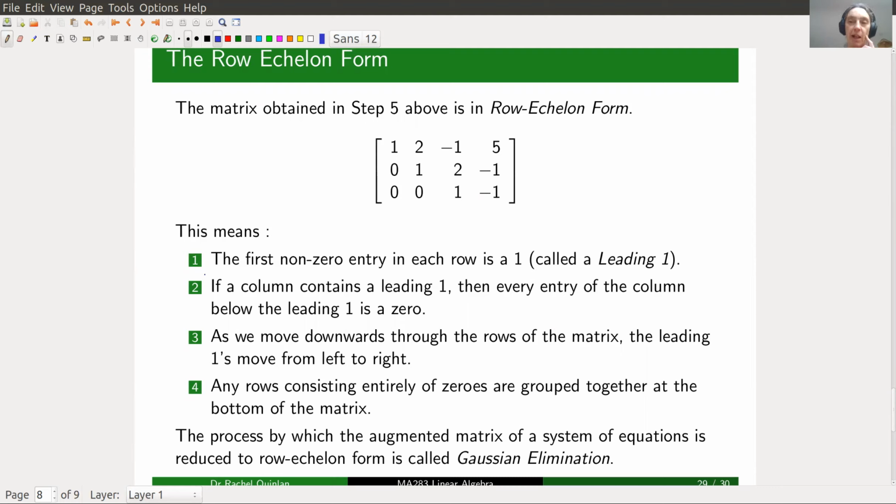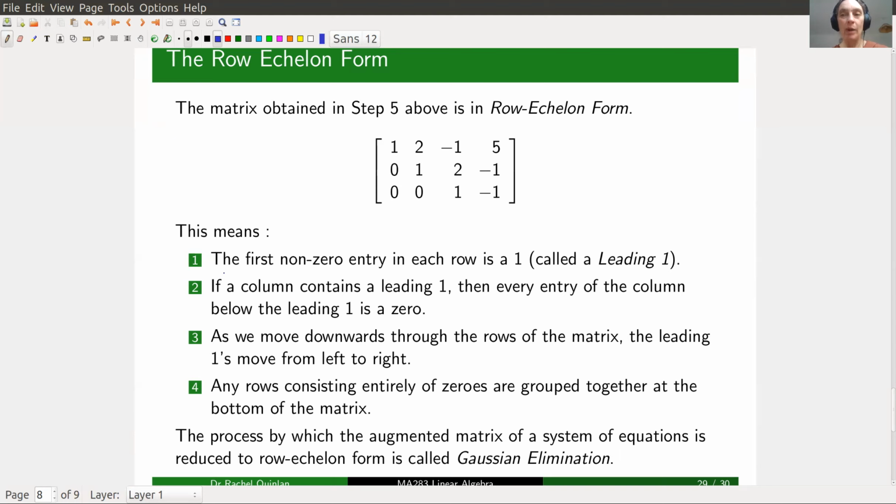The first piece of terminology refers to something called the row echelon form. So this was the matrix that we ended up with. It was the augmented matrix of the last version of the system. And we say that it's in row echelon form. A matrix is in row echelon form if its entries are arranged in a way that satisfies certain rules.